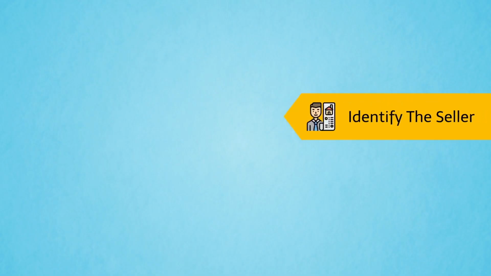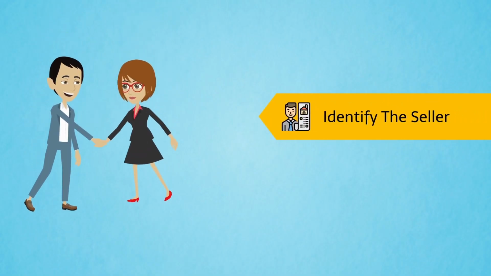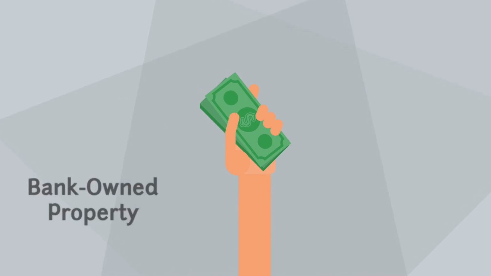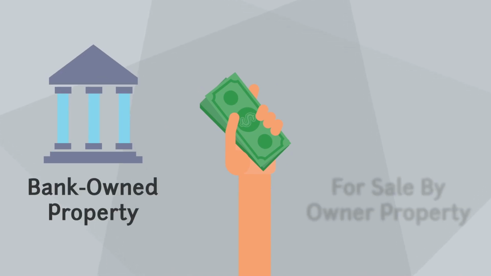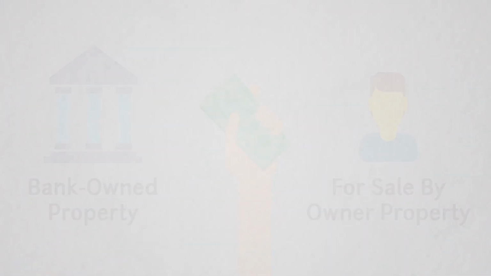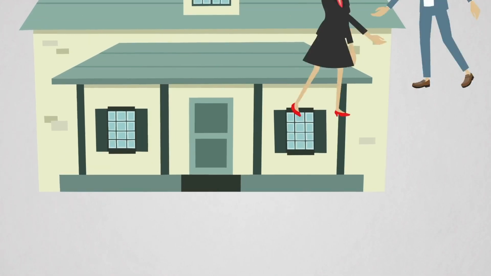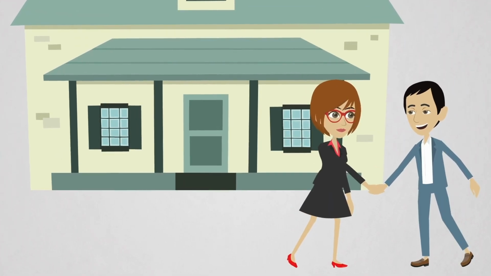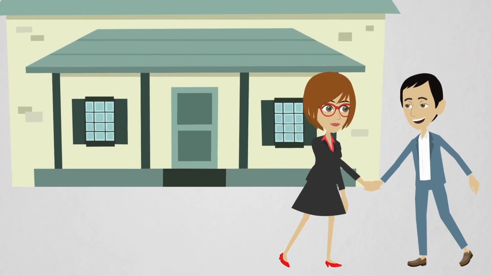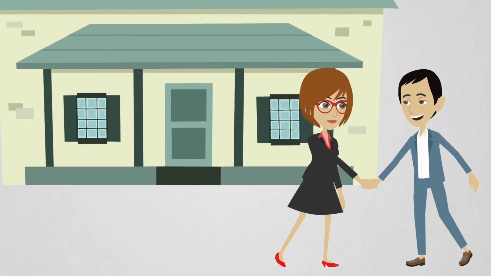Our last tip for multifamily investors is to always identify the seller of the property you're considering. For example, there is potential to save when you purchase a bank-owned or for-sale-by-owner property, but these property types will follow different processes. Remember, every property's purchase price will be affected by the motivation of its seller, and investors will better know what to expect from a deal if they are fully aware of the seller's circumstances.